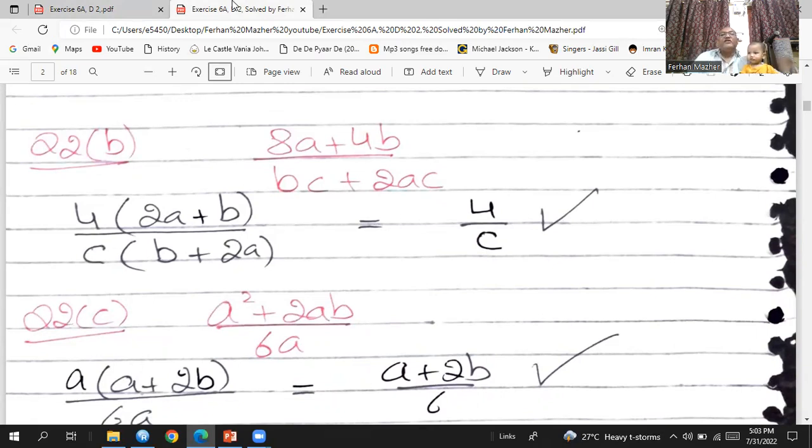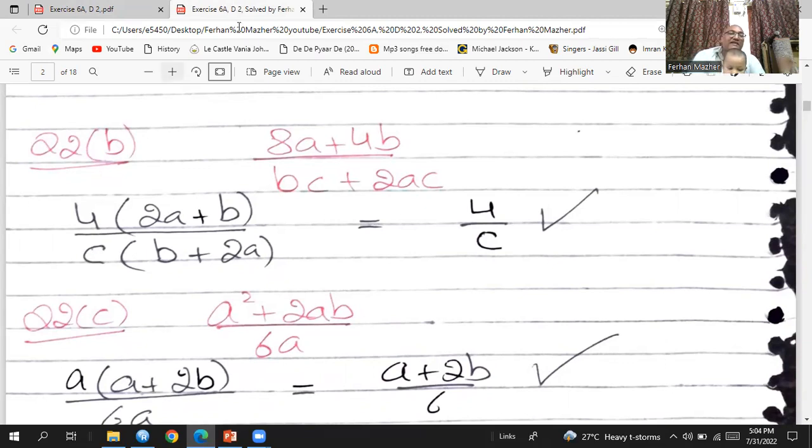And in the denominator, you can see that the c is common. So when you take the c common from the denominator, in the bracket you are left with the b plus 2a. 2a plus b and the b plus 2a, because they are adding up, 2a plus b or b plus 2a, it means the same thing, because this is the process of addition. And in the process of addition, the order does not matter. So 2a plus b and b plus 2a are actually the same thing.